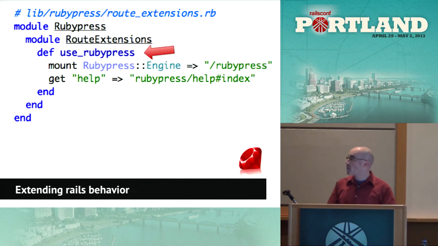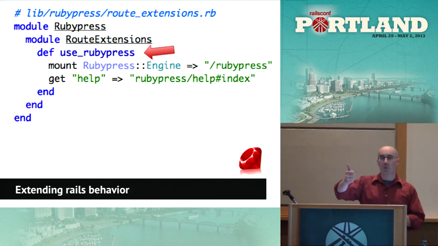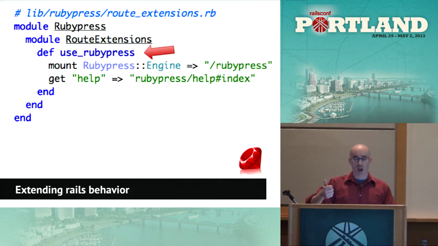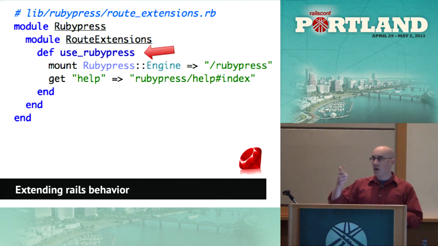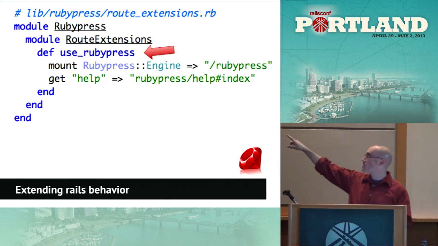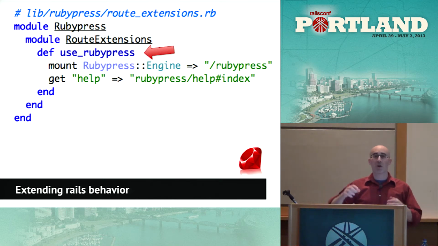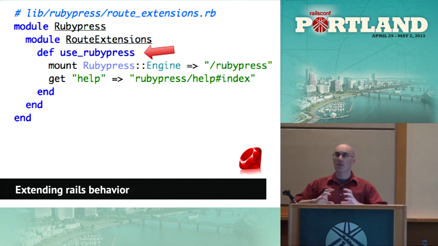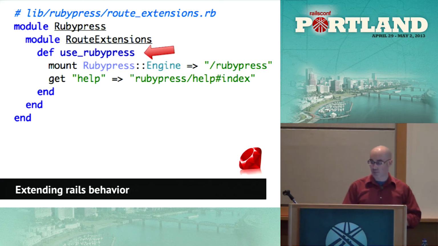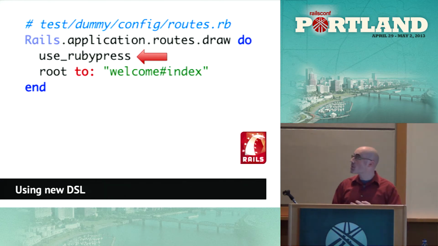Here's the new behavior that we've defined. So in our engine project, we're adding a new method called useRubyPress, which does two things. It's mounting the RubyPress engine at a reasonable default, and then it's adding this second route for just /help. And one thing to note here is that you do have to namespace the controller name here, because this method is going to get invoked within the context of your application routes file. And so here's how we use this. This is a little bit of a trivial example just to show what you can do. Here we're just making it a little easier, shorter to add it to our project.